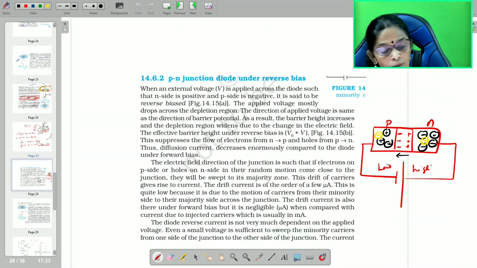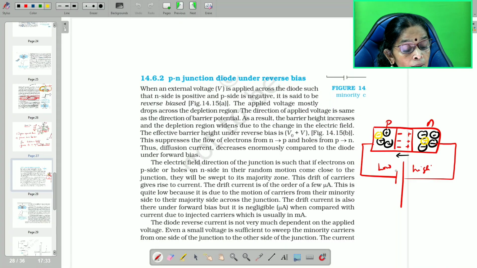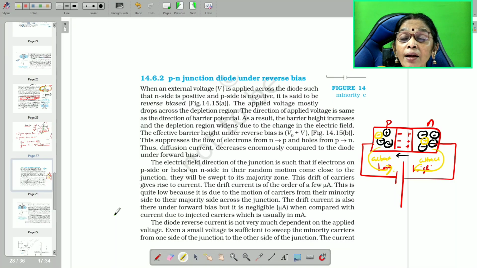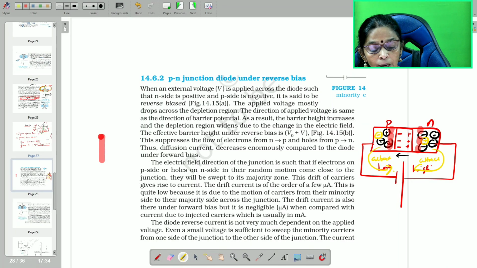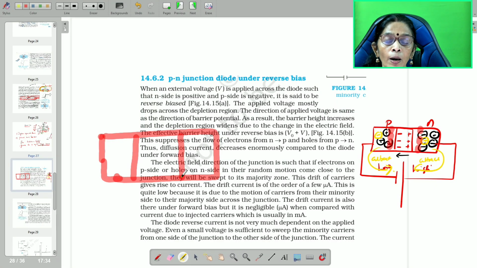But at the same time, here these are positive majority charge carriers. This positive and negative, what does it do? Attract. Similarly, this negative and positive attract. Due to attraction, the barrier still more increases. It is attracting, no? So the barrier height increases. Earlier it was thin, now it increases still more.